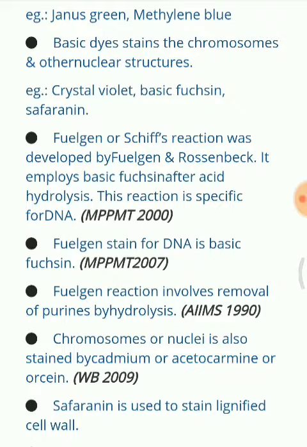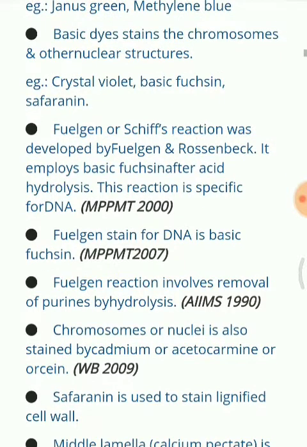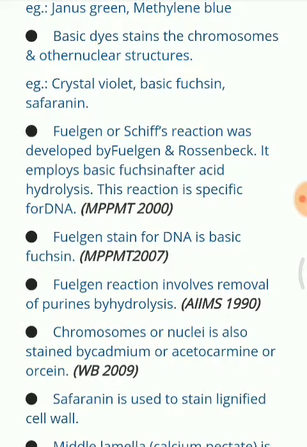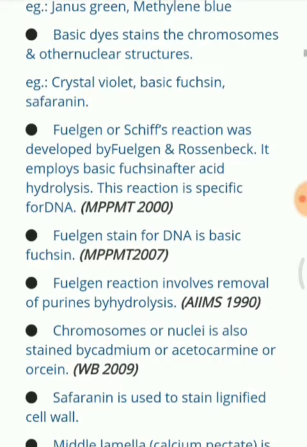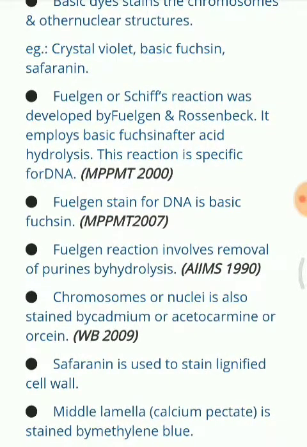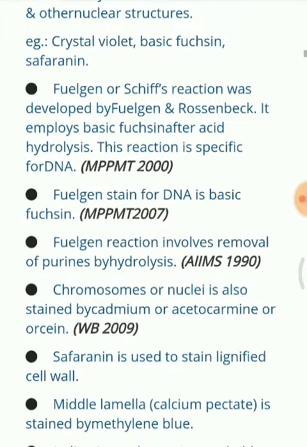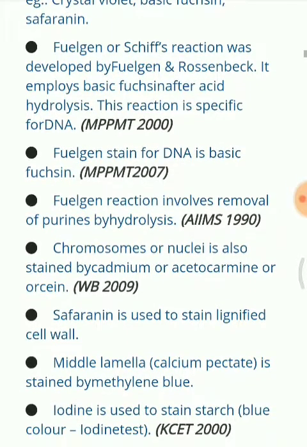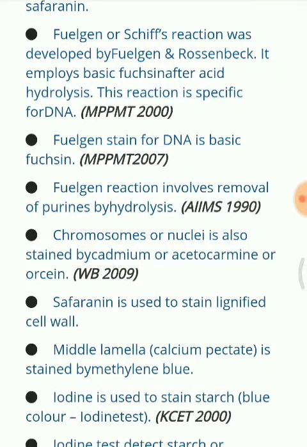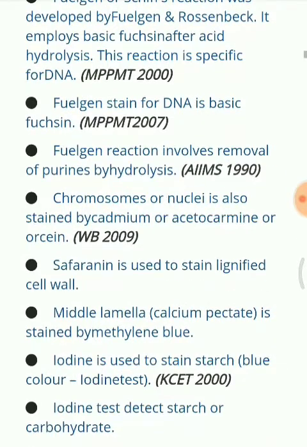Feulgen or Schiff's reaction was developed by Feulgen and Rosenbeck. It employs basic fuchsin, and after acid hydrolysis, this reaction is specific for DNA. The Feulgen stain for DNA is basic fuchsin. The Feulgen reaction involves removal of purines by hydrolysis. Chromosomes or nuclei are also stained by carmine or acetocarmine or orcein.